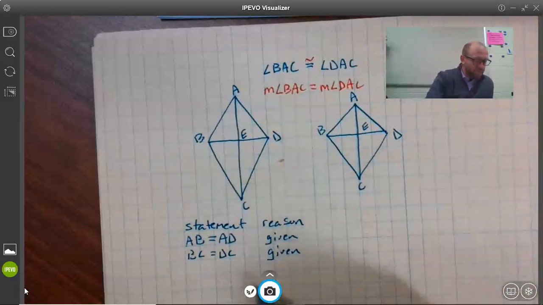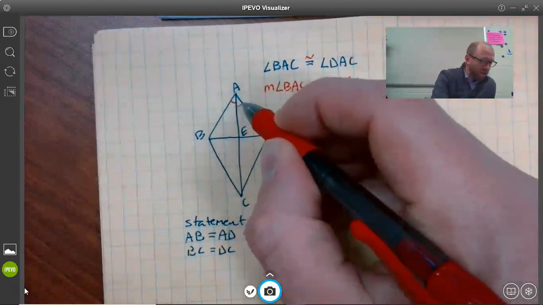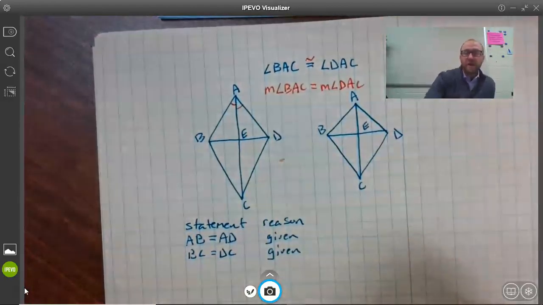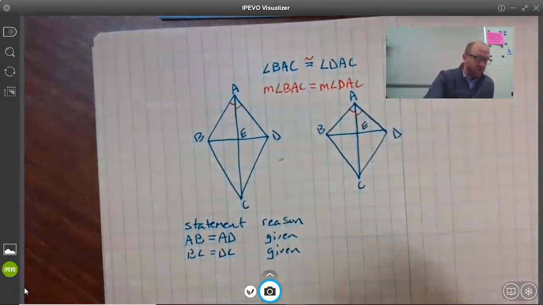Okay, so let's take a look at this proof. What we're trying to prove here ultimately is that this angle right up here is the same size as that angle right there. Or I suppose on my little diagram, that these two angles are the same.